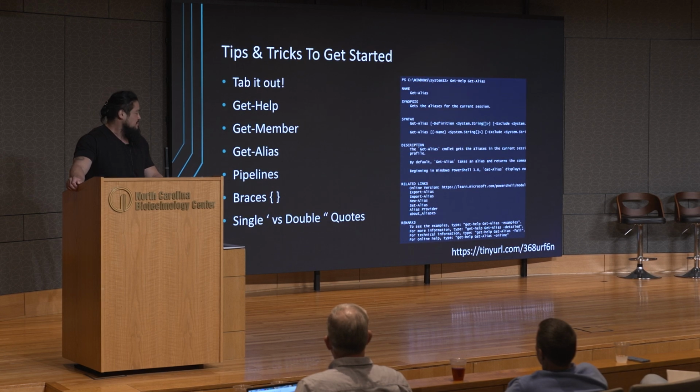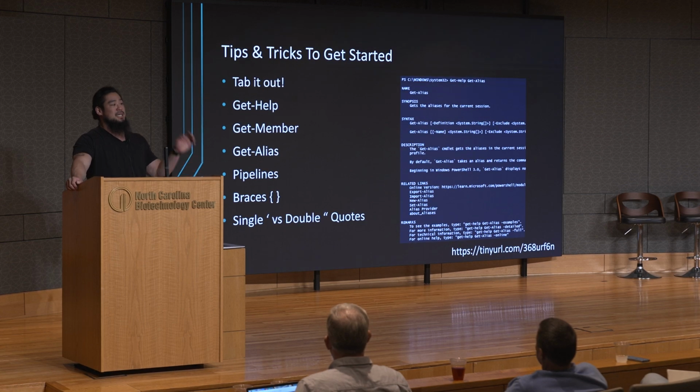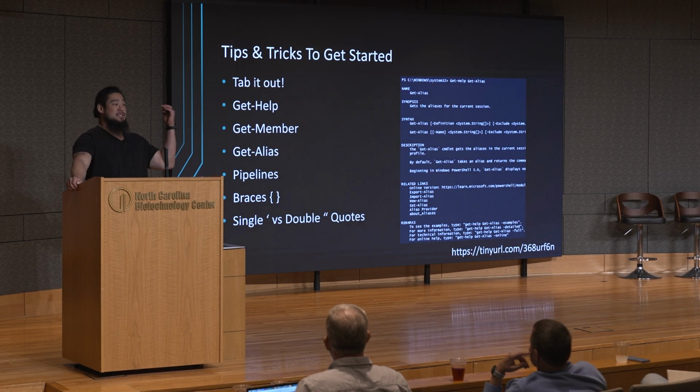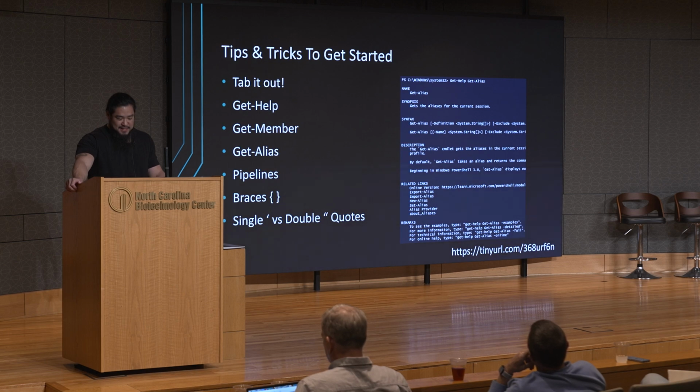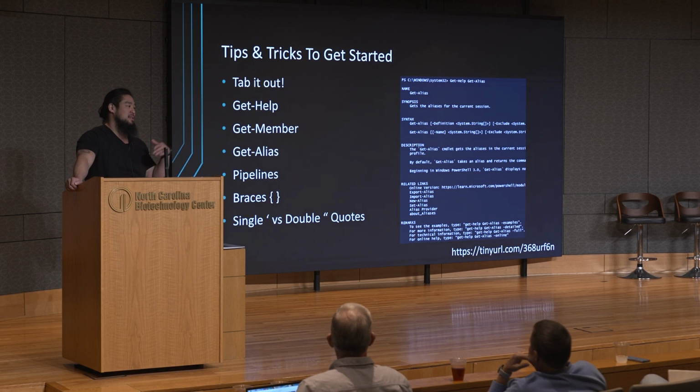So pipelines, we're going to use that to string multiple commands together. We're going to take the output of one command, pipeline, and use the results of that as the input for the next command. Braces, you're going to use these for some of your arguments, some of your attributes. So for your foreach statements, if you want to wrap things within your different conditional statements, you're going to be using braces a lot.